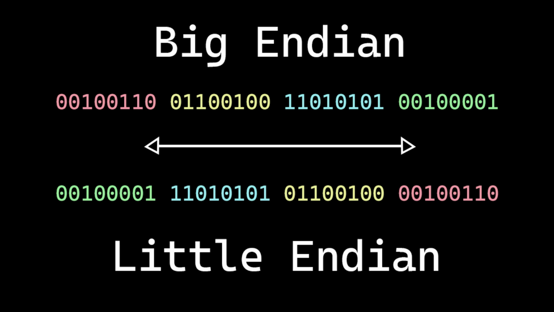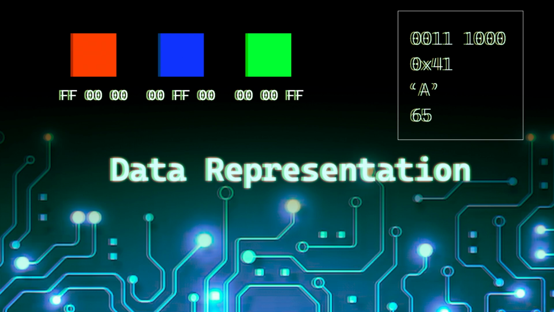This should be a pretty concise video, and it probably should have just been included in the data representation video, but whatever. So, big endian, little endian, something that most people probably never have to deal with. But say you did have to deal with it. What is it and how does it work?